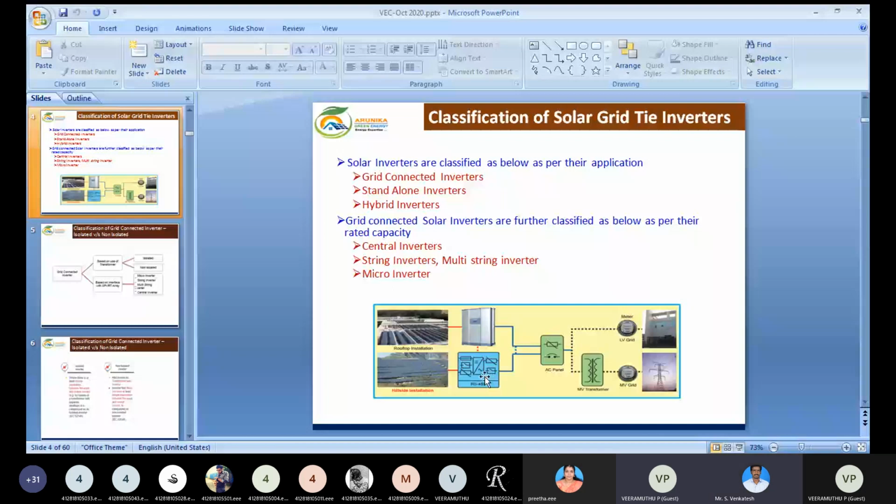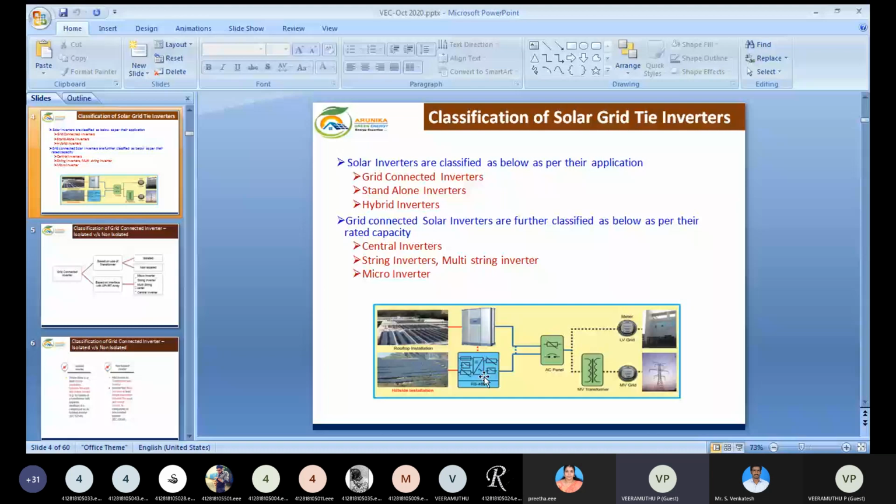If we install a solar PV plant ground mounted, you need to use a string inverter. If you want to install up to 100 kilowatts, you need to use a string inverter. For any rooftop project, you should use a string inverter. In a large-scale power plant of 100 megawatt, 200 megawatt, up to 500 megawatt, we should use central inverters.